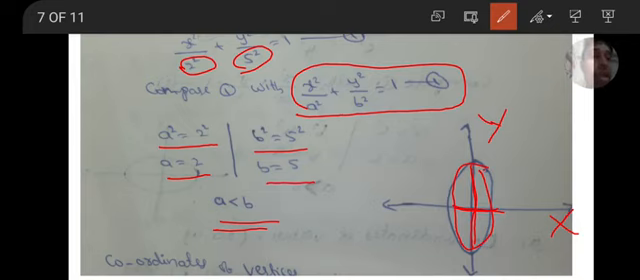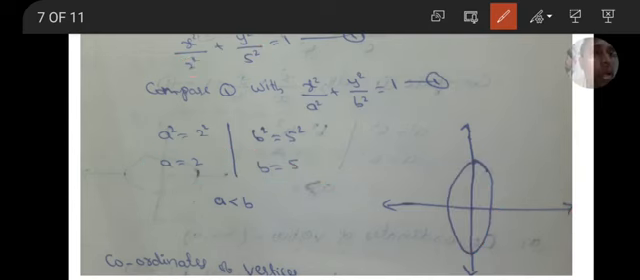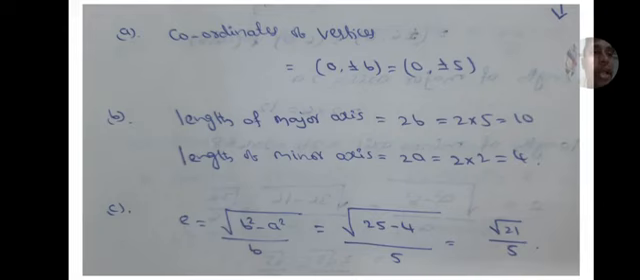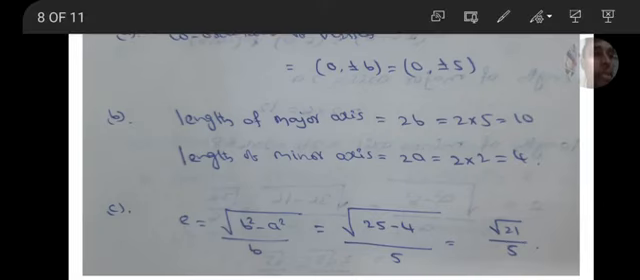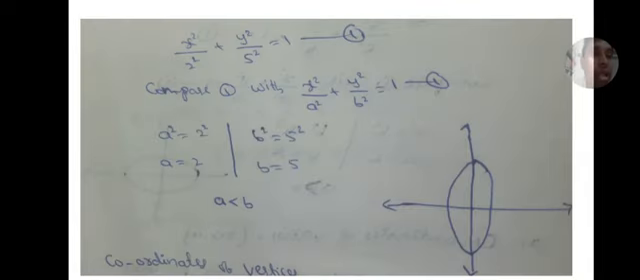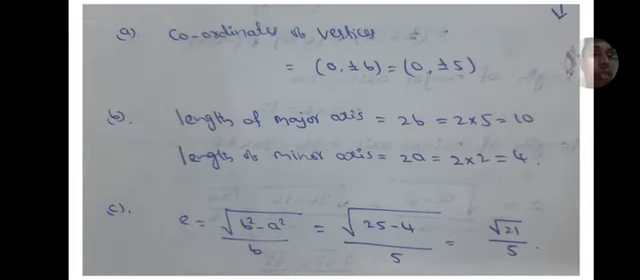Okay, so next formula. A value is 2, B value is 5. Recollect the formulas of the second standard form of ellipse. Coordinates of vertices are 0 comma plus or minus b. B value is 5, so 0 comma plus or minus 5.